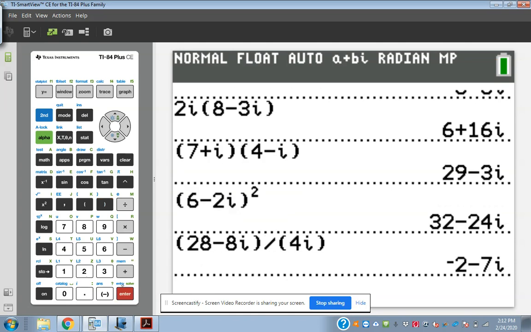Negative 2 minus 7i. Isn't that what we got by doing it by hand? Yeah. So that's definitely a lot quicker than doing it by hand, no doubt. It took us a good bit of scratch work to get that done by hand.